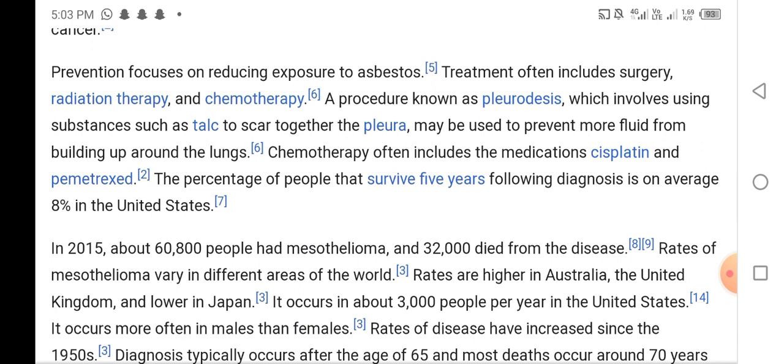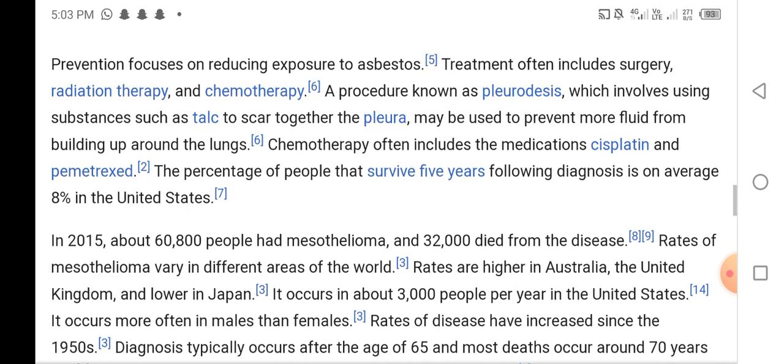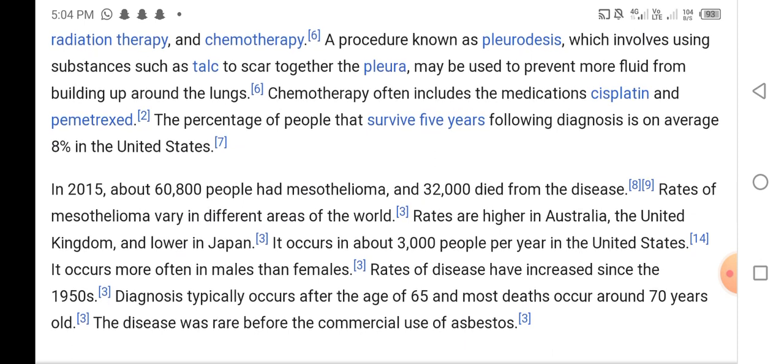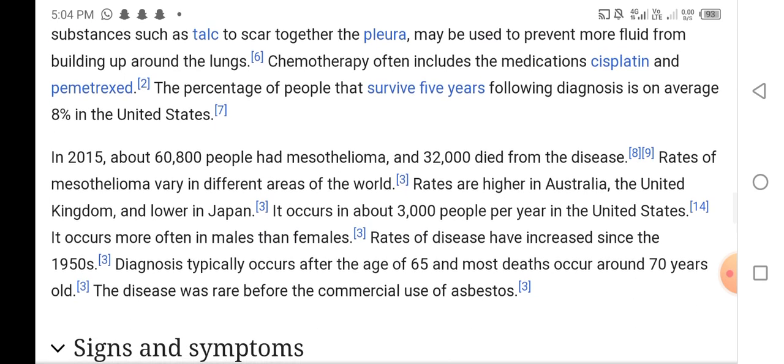Prevention focuses on reducing exposure to asbestos. Treatment often includes surgery, radiation therapy, and chemotherapy. A procedure known as pleurodesis, which involves using a substance such as talc to scar the pleura together, may be used to prevent more fluid from building up around the lungs. Chemotherapy often includes the medications cisplatin and pemetrexed.